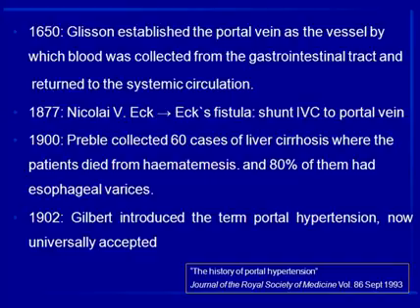In 1877, Nicolai Eck established the shunt from the IVC to the portal vein. Starting the 20th century, Preble collected 60 cases of liver cirrhosis where the patient died from hematemesis, and 80% of them had esophageal varices. In 1902, Gilbert introduced the term portal hypertension, now universally accepted.